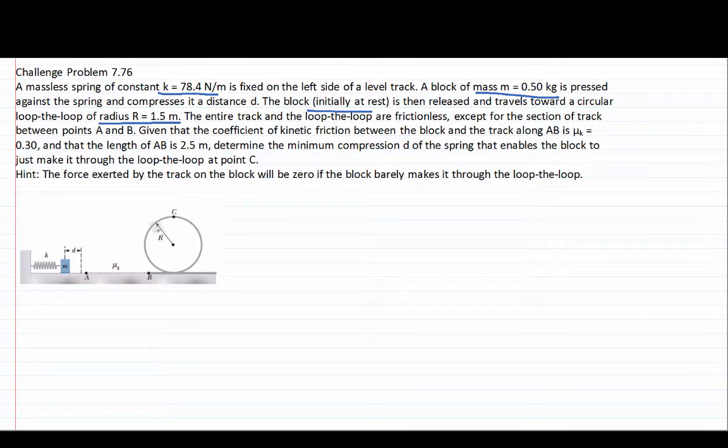We got the radius of the circle. The entire track and the loop-the-loop are frictionless except for the section of track between points A and B. Given that the coefficient of kinetic friction between the block and the track along AB is, we have the kinetic coefficient, and that the length of AB is 2.5 meter. Determine the minimum compression D of the spring that enables the block to just make it through the loop at point C. This is our final reference point, and this is our initial reference point right there.